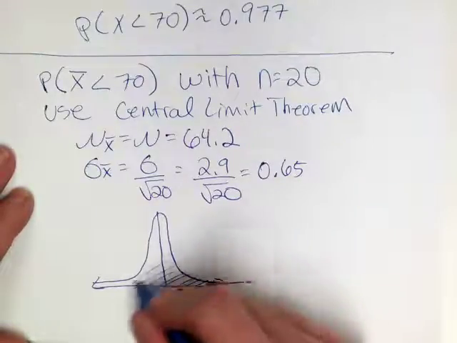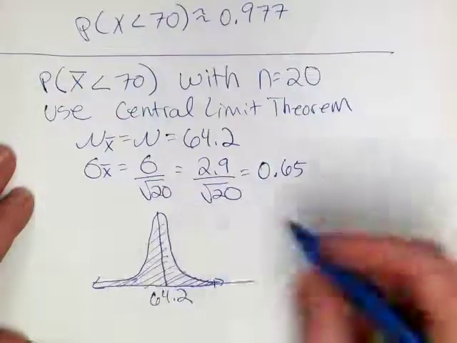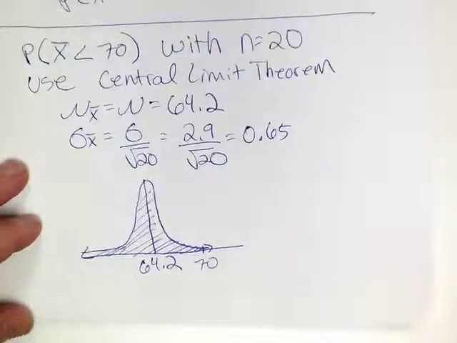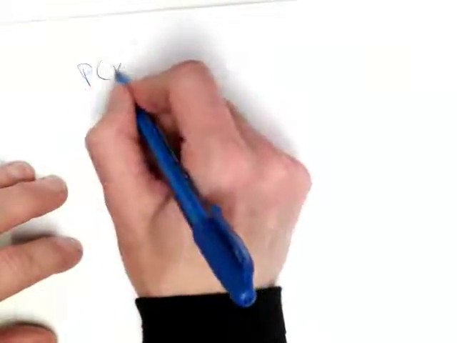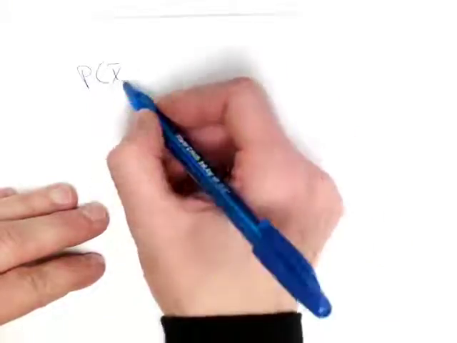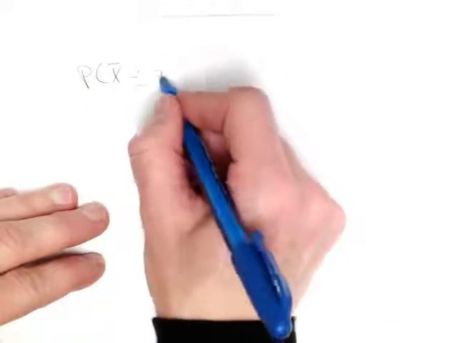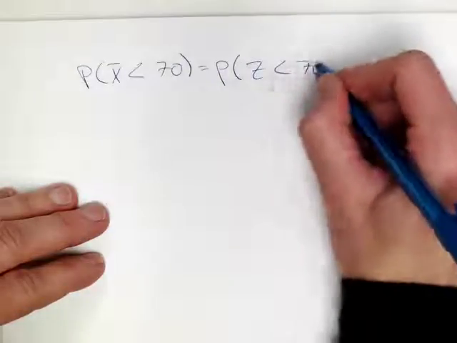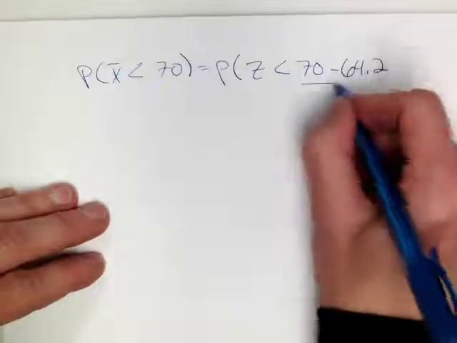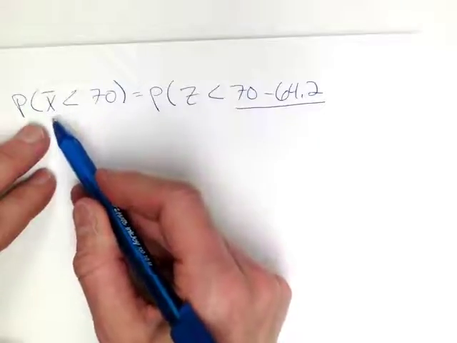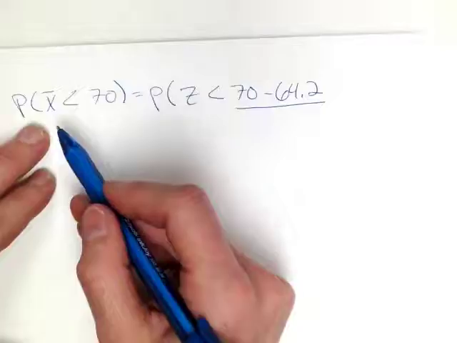I want to find the area to the left of that. I'm sorry, this is not the best sketch. What we need to do, again, if you want to do this by hand, but hopefully at this point you're comfortable using technology, is find the probability x bar is less than 70. Standardizing, this is the probability z is less than 70 minus 64.2, but now we're talking about the distribution of x bar, not the distribution of x, which represents the population for individual values.